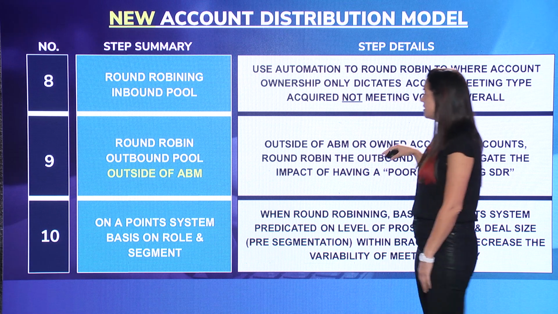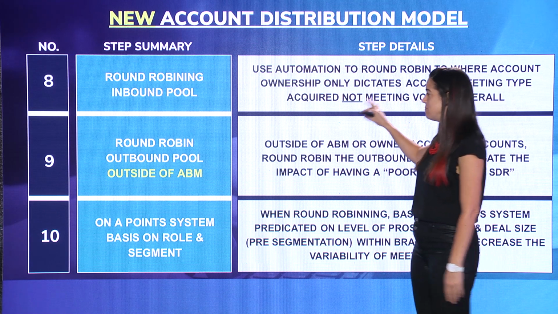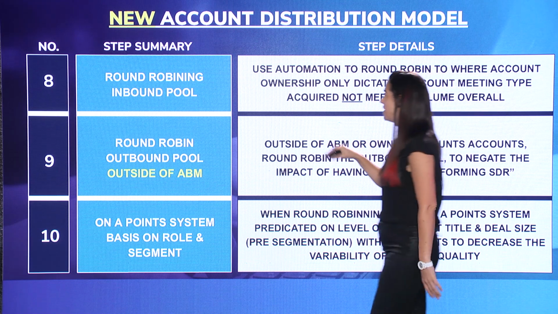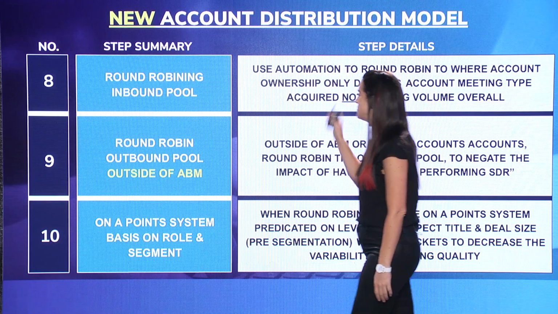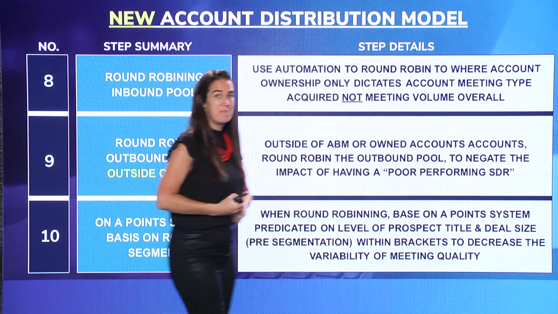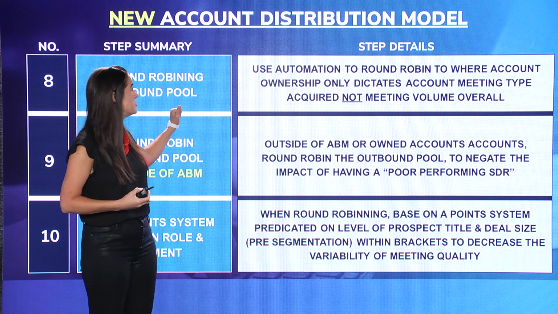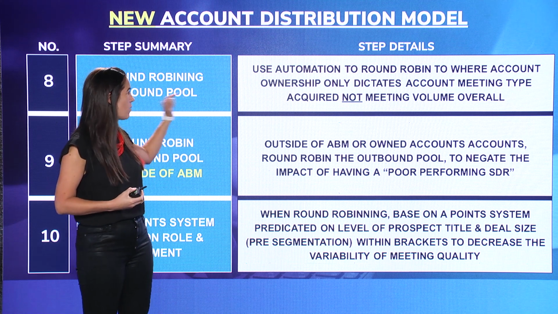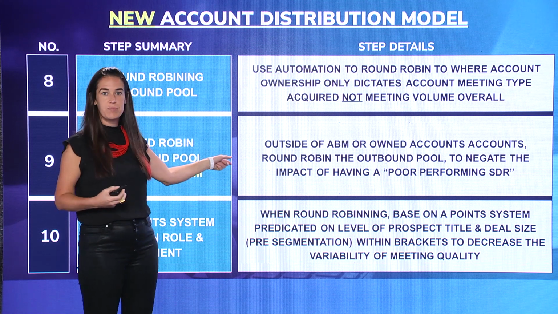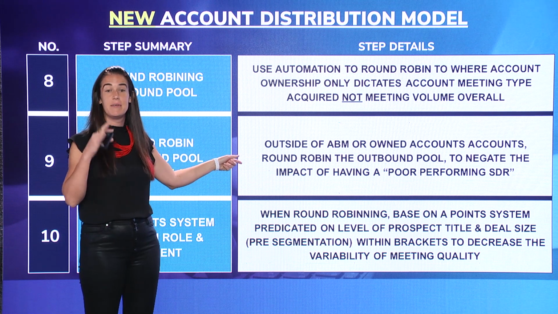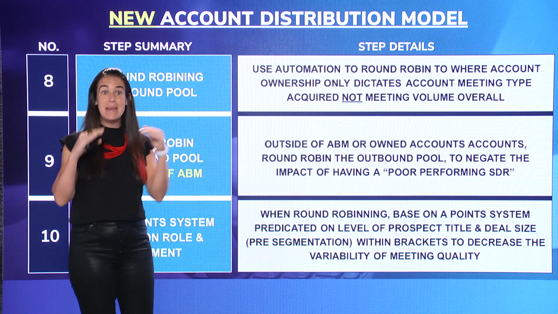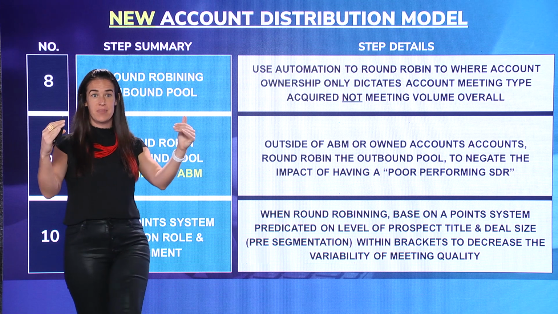Three last things here. Round robining the inbound pool. I thought I had 7 steps. Apparently I have 10. 10 steps. Number 8, round robin the inbound pool. So I'd use automation to round robin where the account ownership goes and only dictates the account meeting type, but not the overall meeting volume.